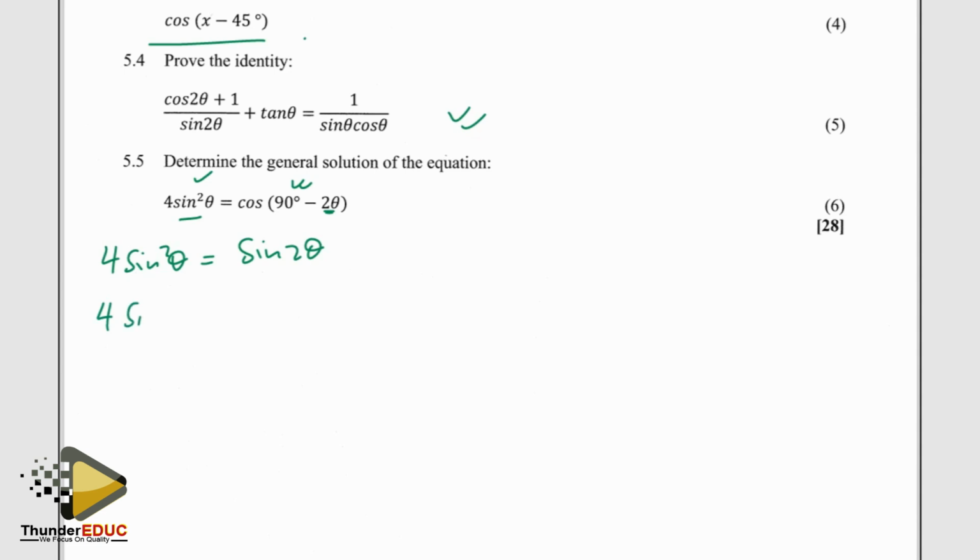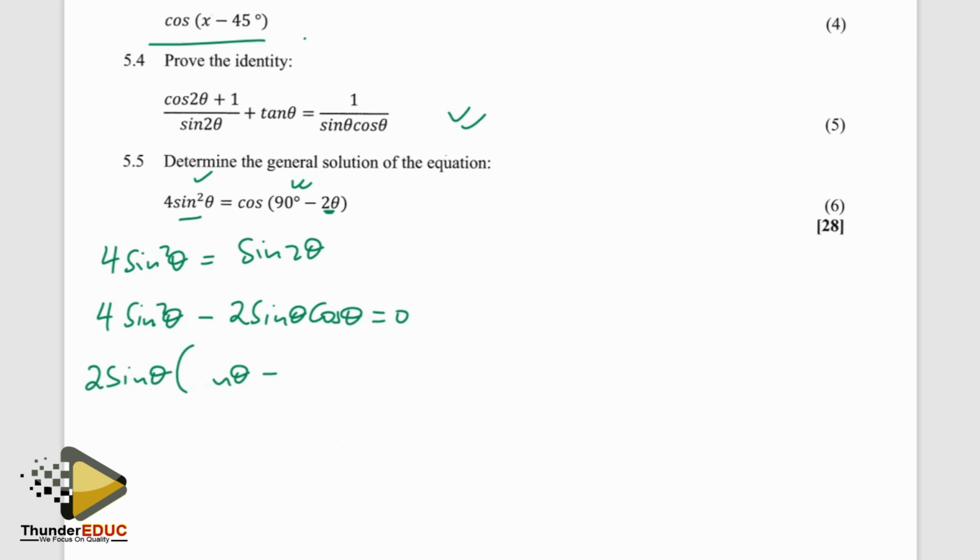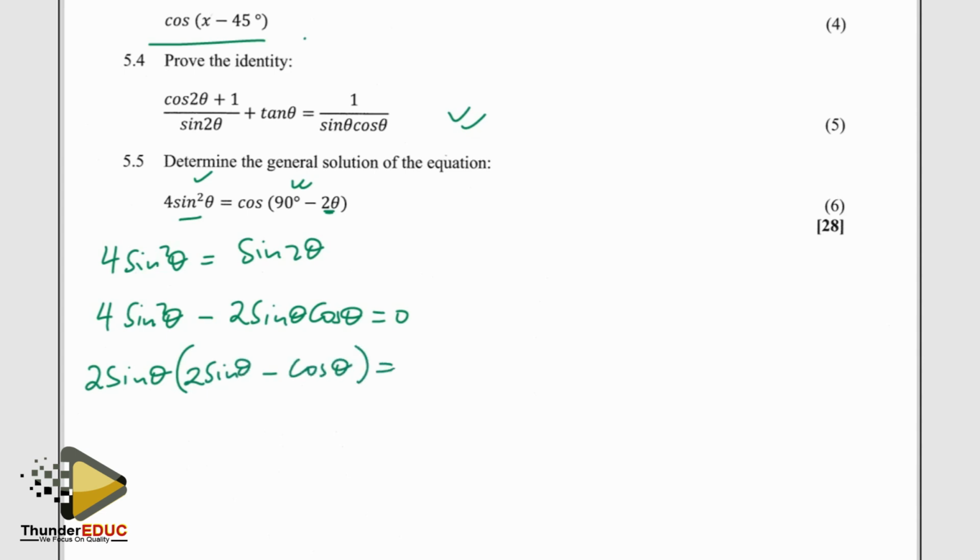So it's 4 sine squared theta minus, let me expand this, 2 sine theta cos theta is equal to 0. Then take out what is common, which is the 2 sine theta. I'll be left with sine theta minus, no, there's a 2 missing. So it's 2 sine theta minus cos theta is equal to 0. So either 2 sine theta is 0 or 2 sine theta minus cos theta is 0. I'll just do that.